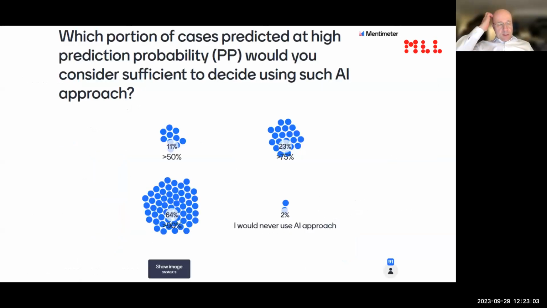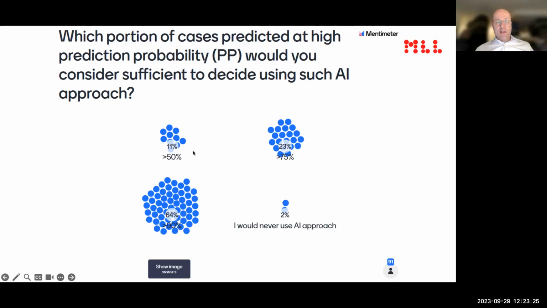This is a question that also arrived from the CITO workshop I mentioned. The question to the audience had been, which portion of cases predicted at high prediction probability would you consider sufficient to decide using such an AI approach? And the majority said it should be successful in more than 90%.